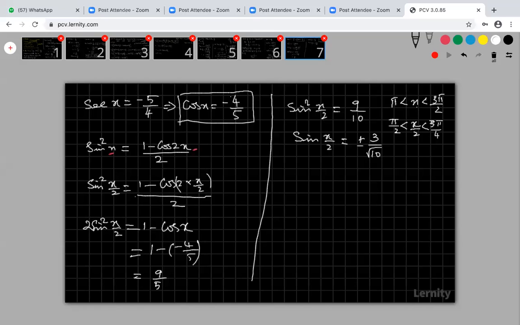What is the half of the angle? So half of the angle belongs to the second quadrant, which is positive. My sign is positive. So therefore my sin x by 2 is equal to positive only, 3 divided by root 10. This is my sin x by 2.